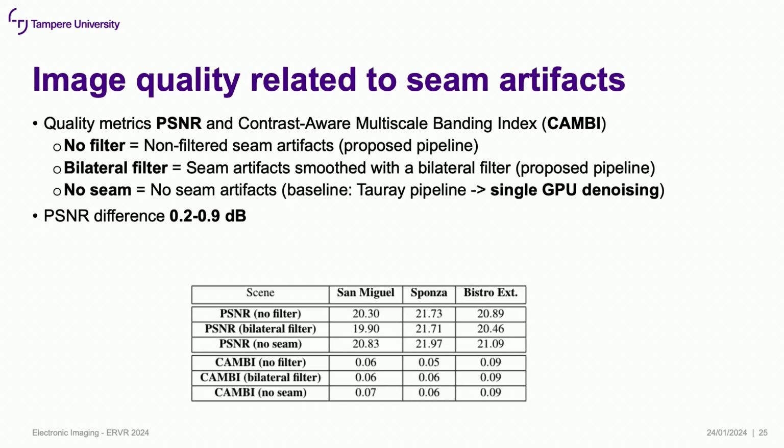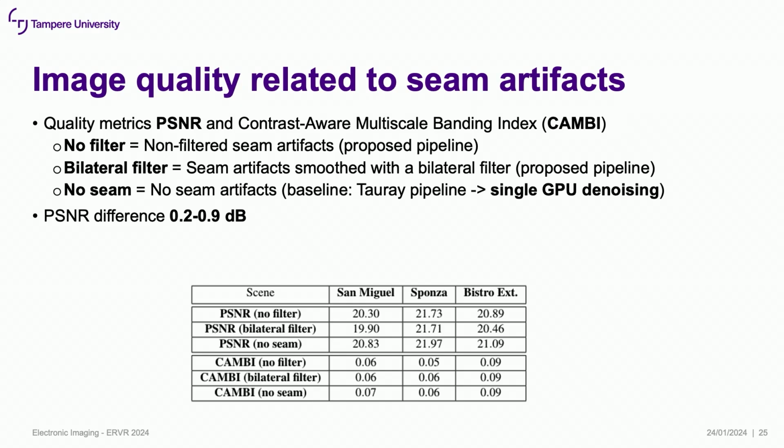Now, what about the image quality related especially to the seam artifacts? We have 3 setups here. The first setup is where we have seam artifacts. The second setup is where we apply a bilateral filter on the seam artifacts to smooth them. And the last setup is where we don't have seam artifacts, but still denoise on a single GPU.